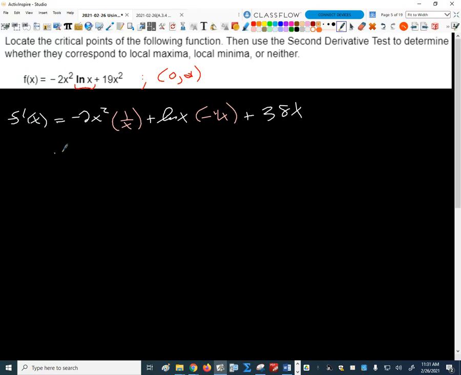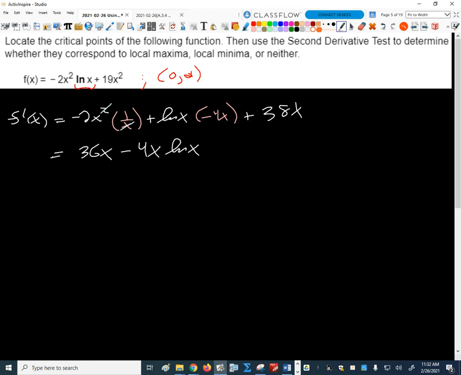So we could combine some like terms here. Look, there's a little cancellation. I get the x's canceling top and bottom there. And so I get negative 2x plus 38x is 36x, minus 4x log x, right? So there's my first derivative.